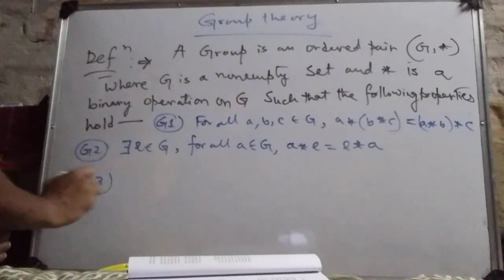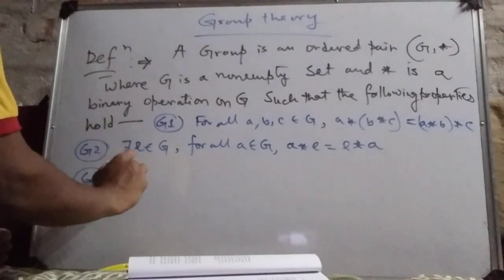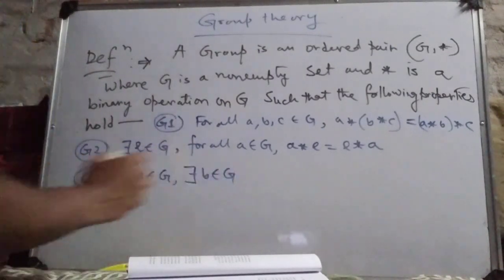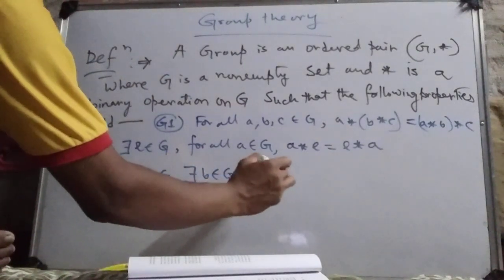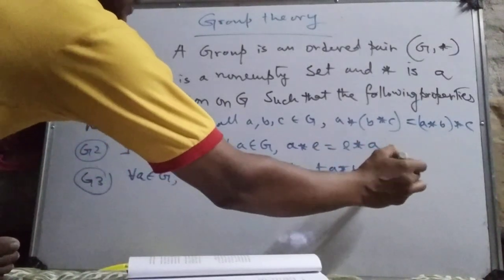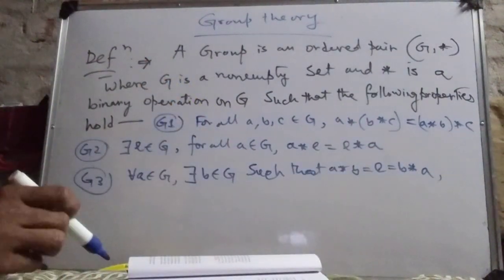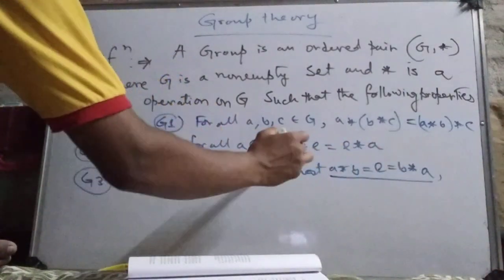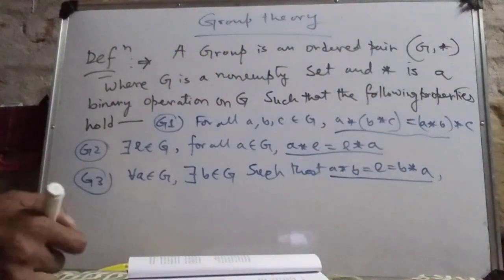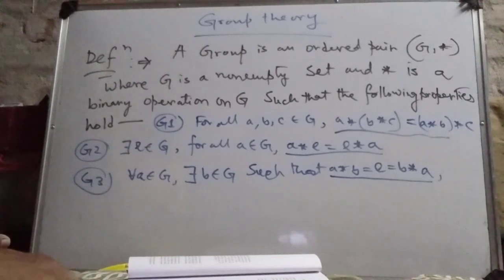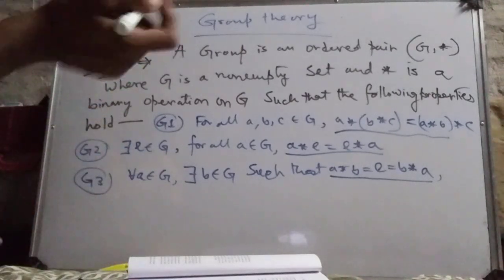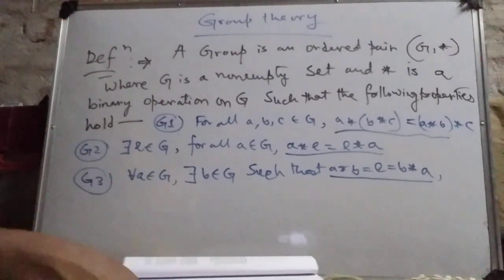So next, G3, we write it in this way. For all a belonging to G, there exists b belonging to G such that a star b equals e equals b star a. Understood? This one is the existence of inverse, this one is the existence of identity, and this one is the associative law. Okay, not a problem at all. Then there is also another one, the closure property, that a star b is in G, but we do not discuss this one now.